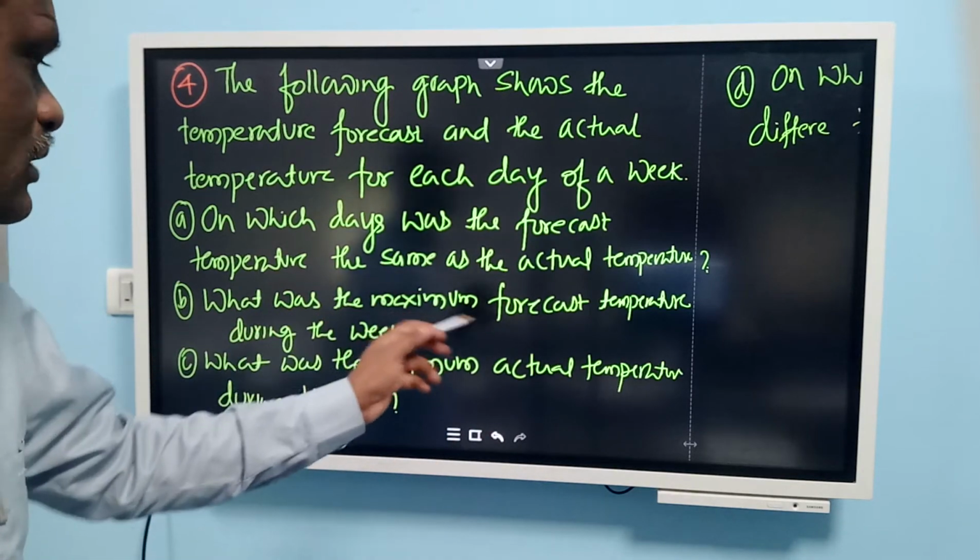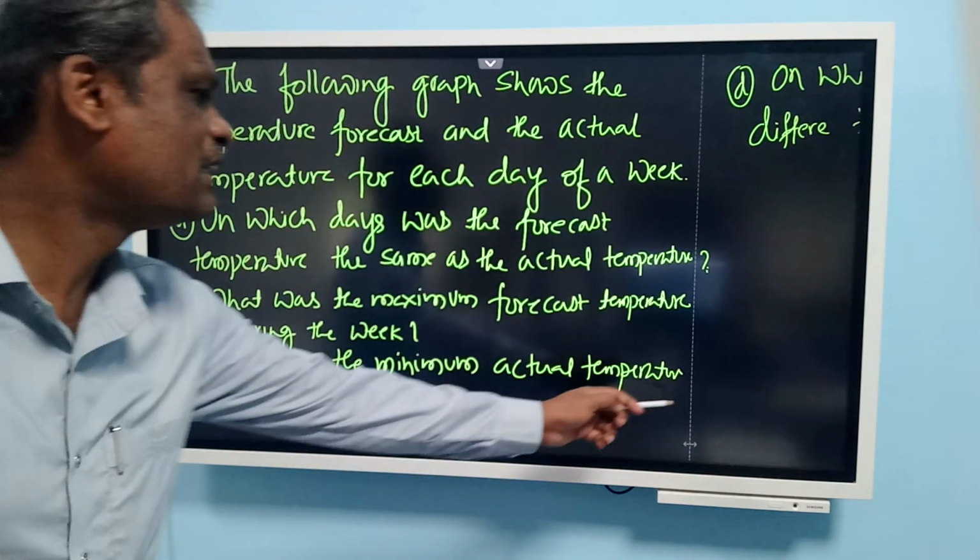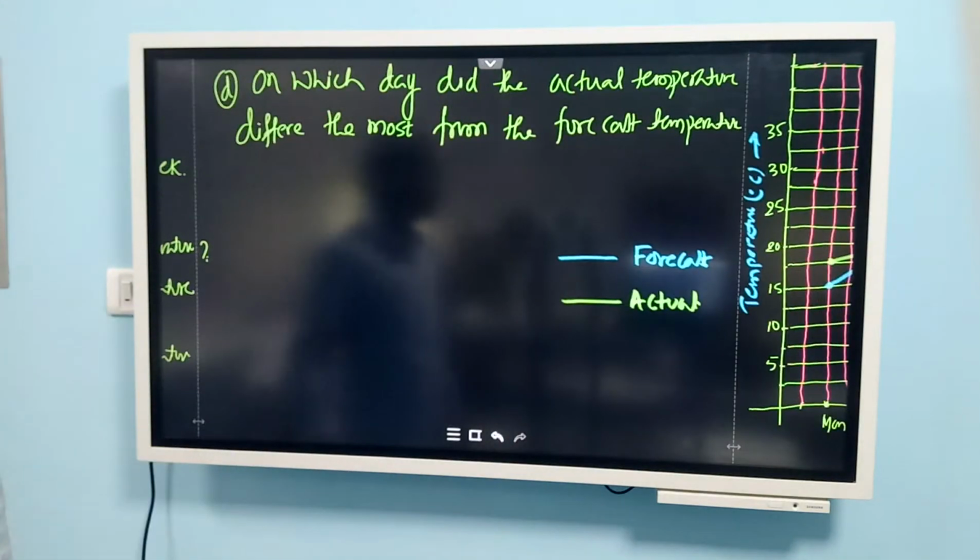What was the maximum forecast temperature during the week? What was the minimum actual temperature during the week? So then the last question, on which day did the actual temperature differ the most from the forecast temperature?